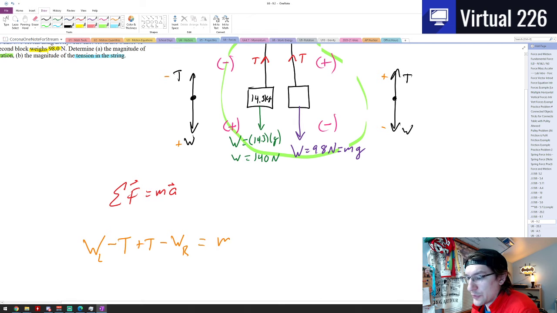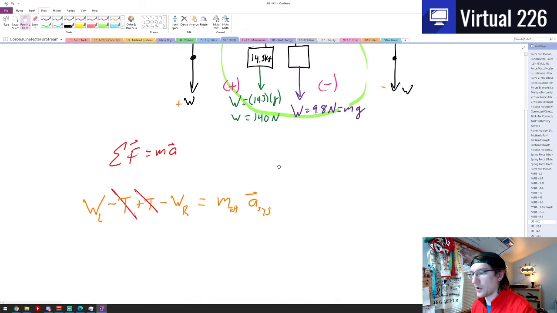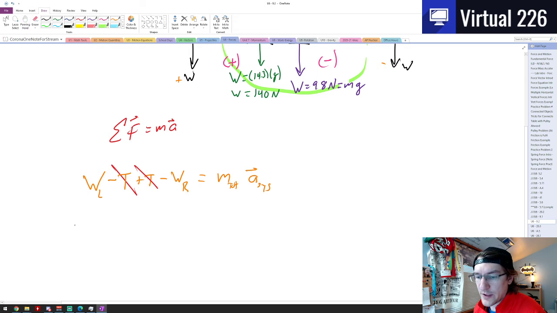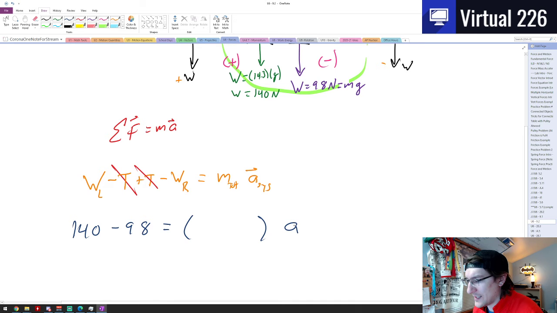And this is going to equal the total mass multiplied by the acceleration of the system. We see our tensions are going to go away because they're the same, but our weights are going to be different. Our weights were 140 for the left minus 98 for the right. And now we have to figure out what is the mass total here.